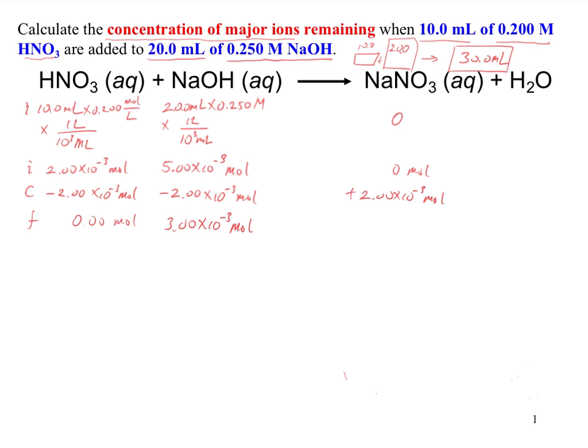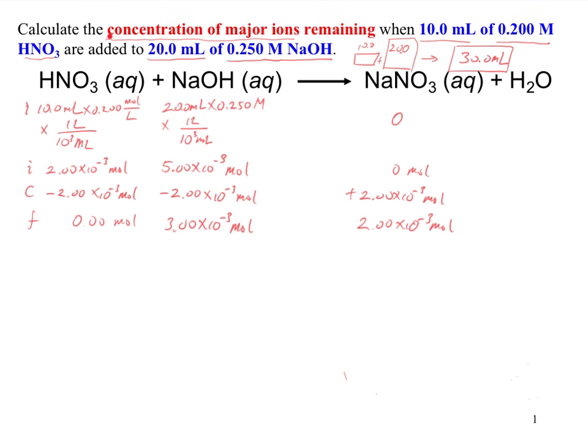That's right here. In the final solution, I have 2.00 times 10 to the negative 3 mole of sodium nitrate. Now we have the mole number of these species in what? In the final 30 milliliter solution. So in this 30 milliliter solution, we have no acid. We have so many moles of sodium hydroxide and so many moles of sodium nitrate.